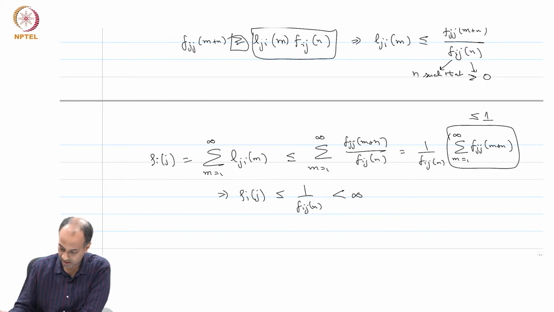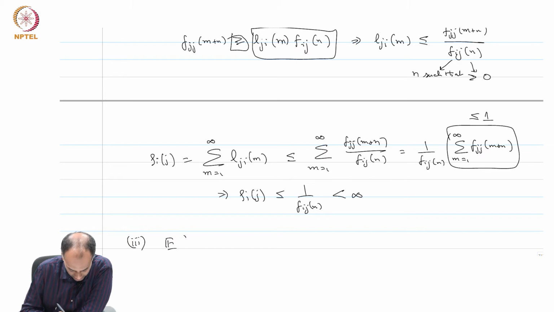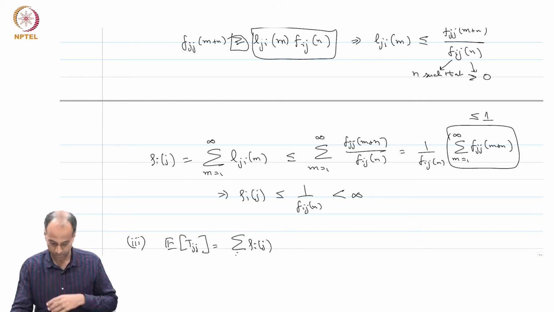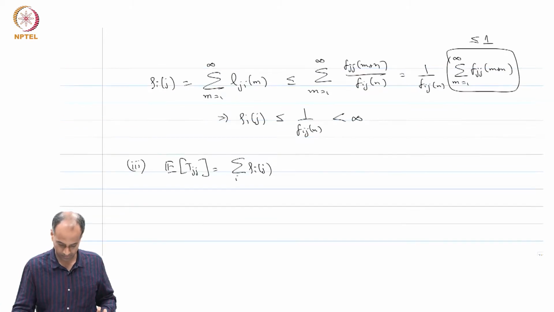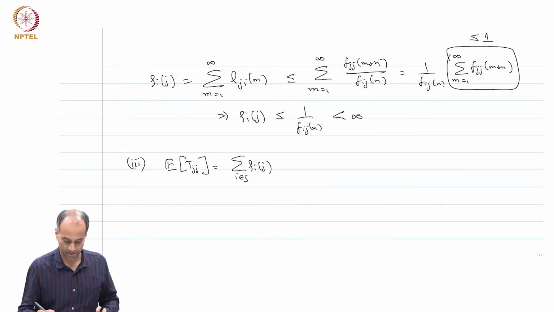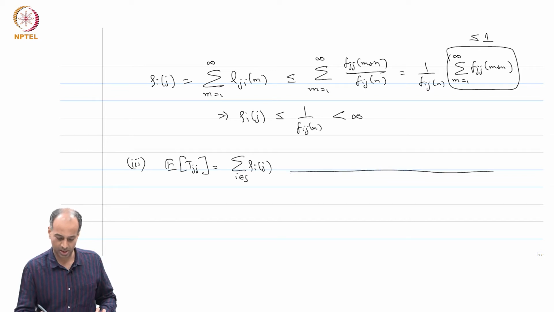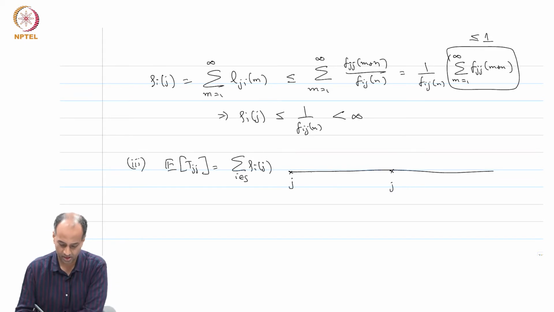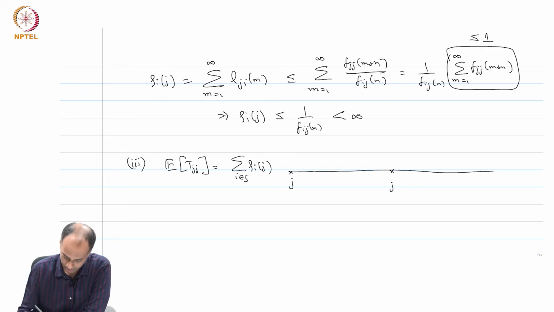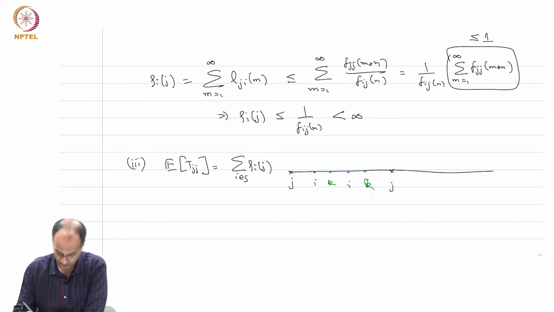Okay. Next, if you want to prove claim 3, which is that expected T_jj is equal to the sum over i belonging to S of rho_i of j, it is best done using a picture. So, let us say you are at i during these times, and you are at k during these times, and so on.